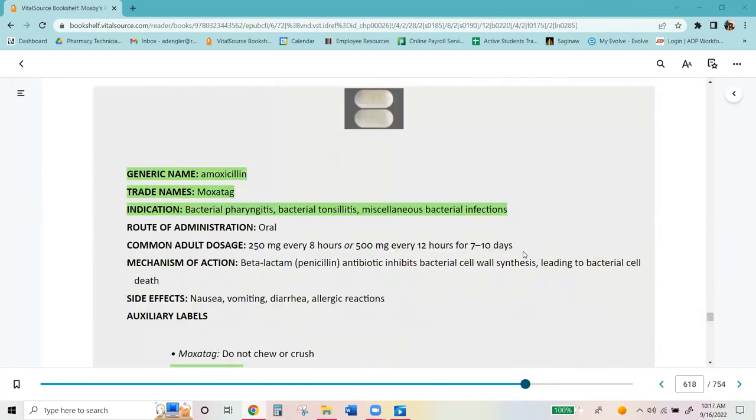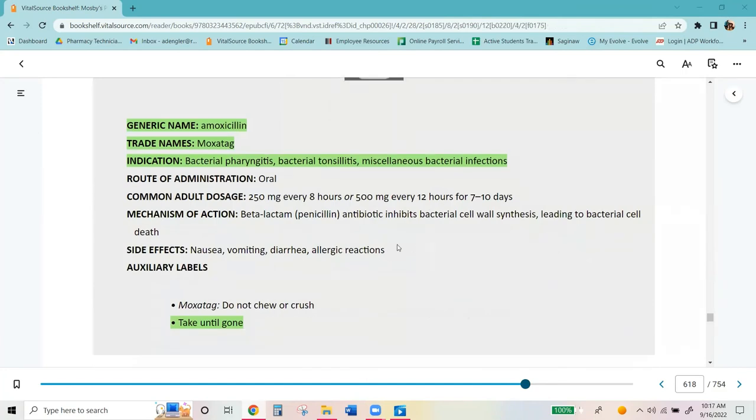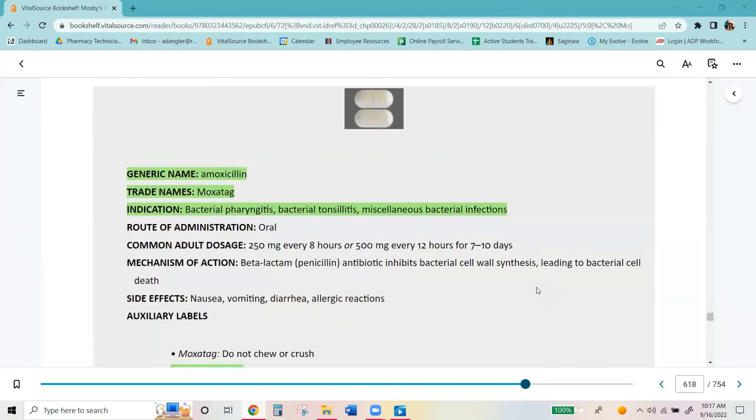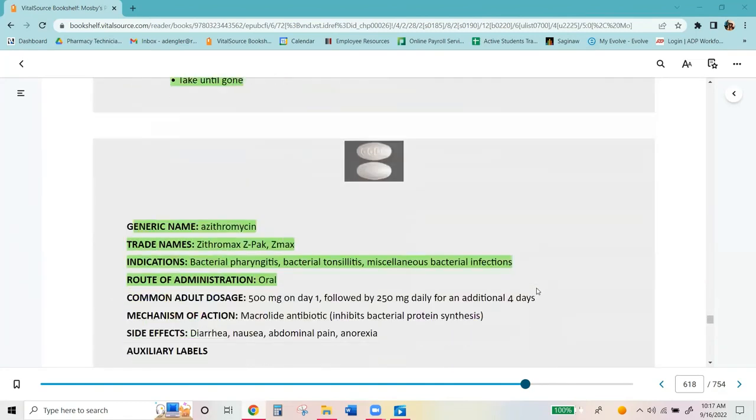We have the medication, just regular amoxicillin, which is indicated for bacterial pharyngitis, bacterial tonsillitis, and other miscellaneous bacterial infections. As with any antibiotic, we should be taking them until they're gone. And that's a huge thing for many, many people. They get their antibiotics, they take them for the first 5 days, they feel fine, so they don't take them for the last 2 days. That can introduce reinfection and bacterial resistance.